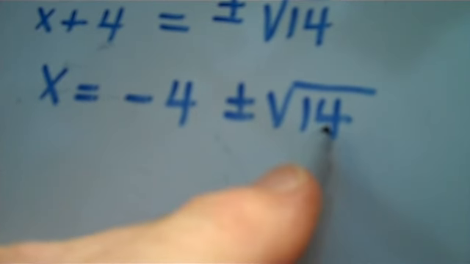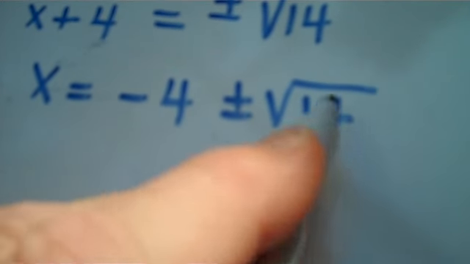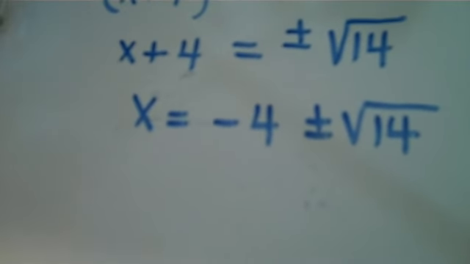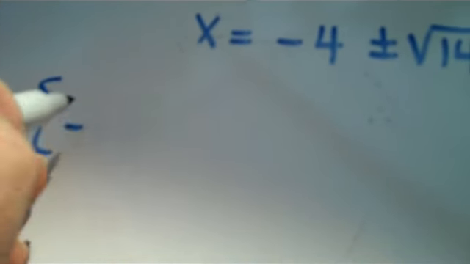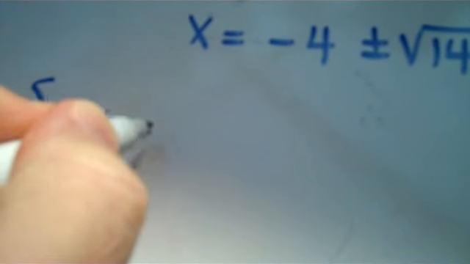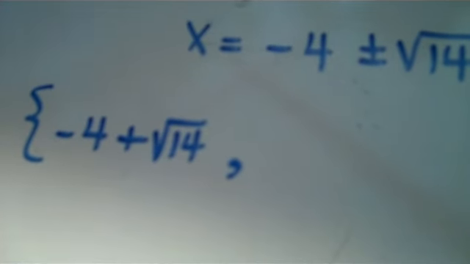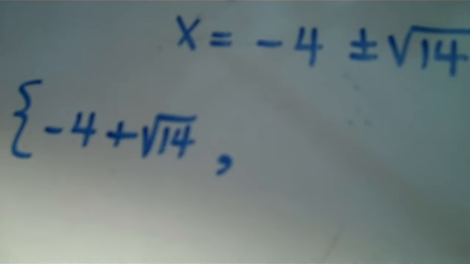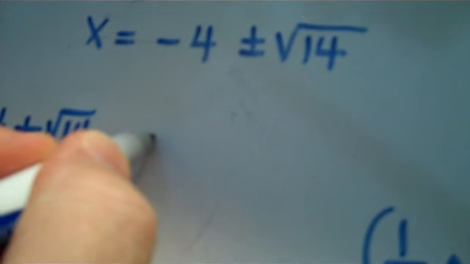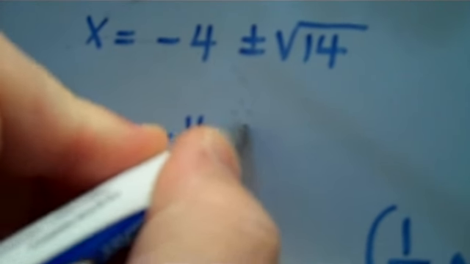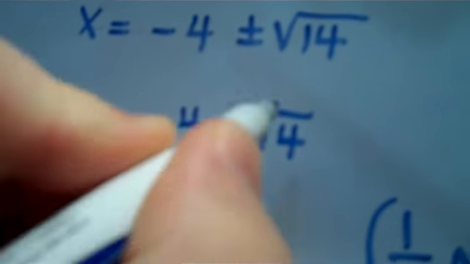There's nothing to do with 14. In other words, there are no perfect square factors that can come out of 14. So technically, I have 2 answers to this quadratic equation. If I were going to write my solution set out, one answer would be -4 plus the square root of 14, comma. You know how Course Compass likes those commas. And the other answer would be -4 minus the square root of 14.